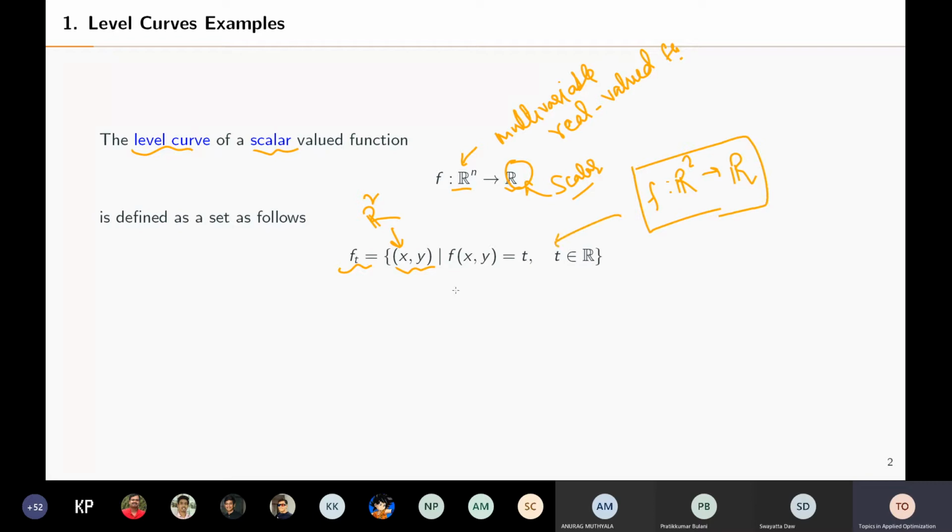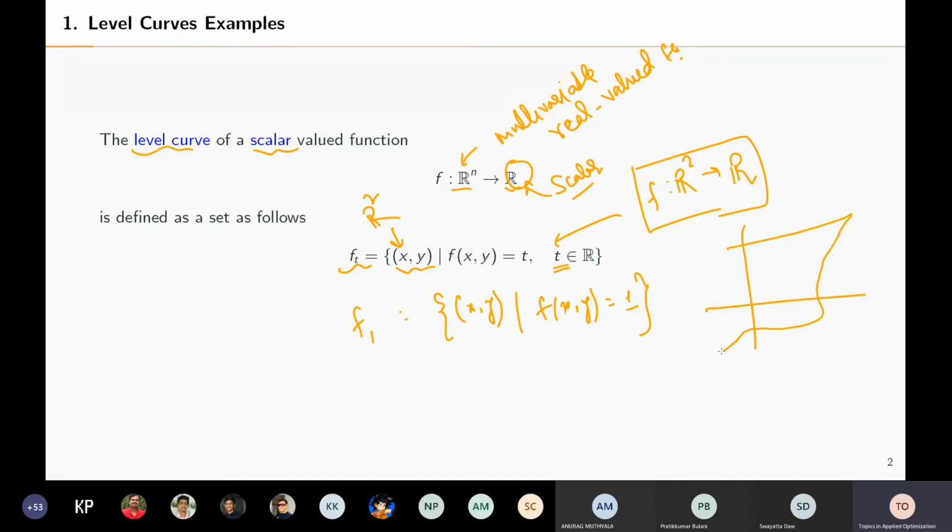So for this case, let us say the level curve will be defined like this. What is the level curve? Set of all x and y such that f(x, y) equals t, and you are allowed to vary t. So for instance, I can ask what is f_1. Then we have to calculate the set of all x, y such that f of x comma y is equal to 1.